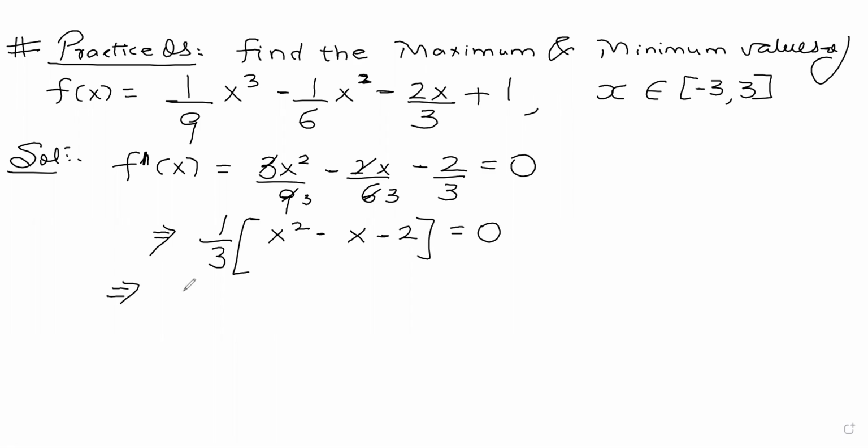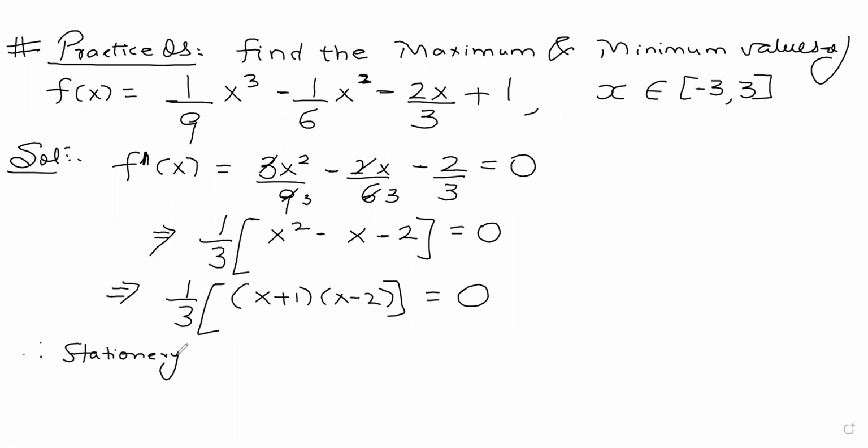Now guys, we can do the middle term splitting. So x square minus x minus 2, if I further solve, I can get (x plus 1) into (x minus 2) by using the middle term splitting method. Put it equal to 0. So guys, what are the stationary points we get?